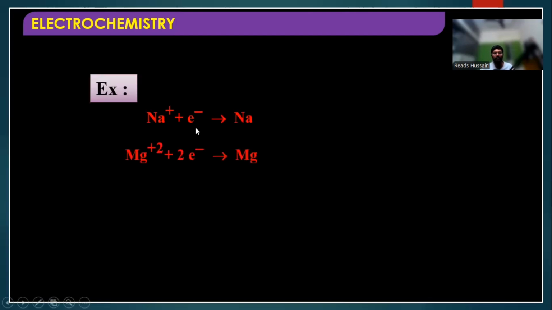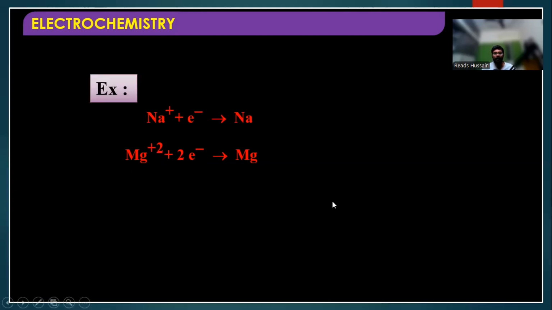Next one, Mg2+ plus 2 electrons gives Mg. So for Mg2+, 2 units of positive charge require 2 units of electrons. We should not say it is 2 electrons, actually it is 2 moles of electrons. So what is the value of these 2 moles of electrons? 2 Faradays. Please note down 2 Faradays. Here 1 Faraday is required, here 2 Faradays are required. To neutralize 1 mole of magnesium, 2 Faradays of current are required. Why? Because the magnesium charge is +2.